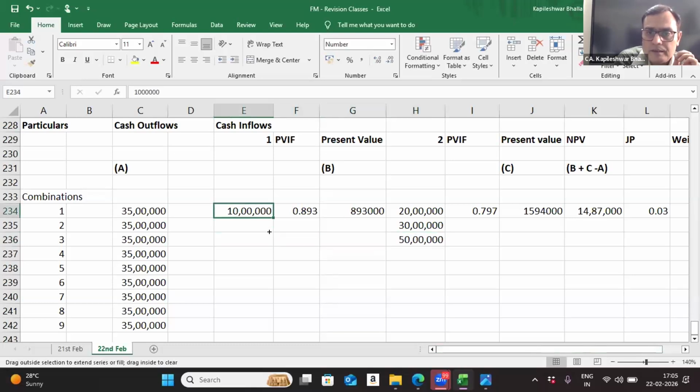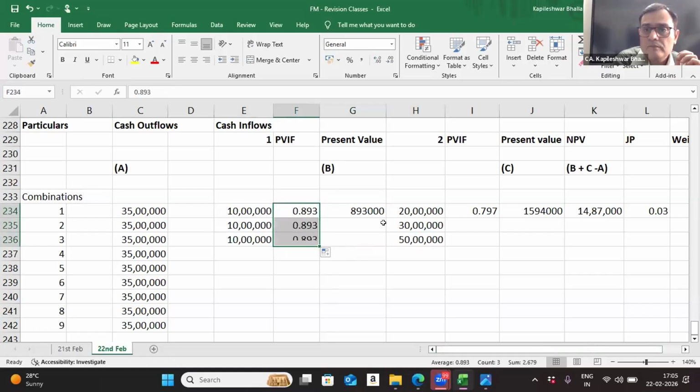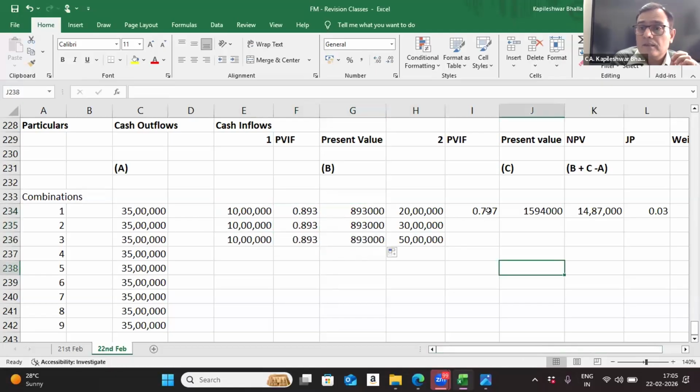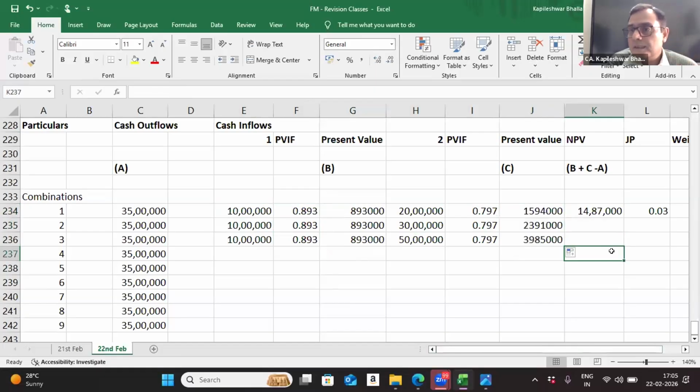So this will remain 10 lakh. So I guess we can get the second factor. This is of course same again. So this remains the same. And this factor would remain the same. So let's get the present value. Okay. And then let's get the NPV as well. Okay. So that's great. And now let's see the joint probability as well.